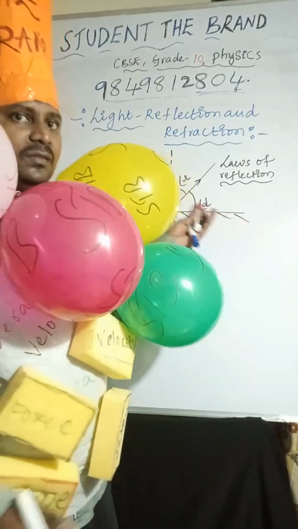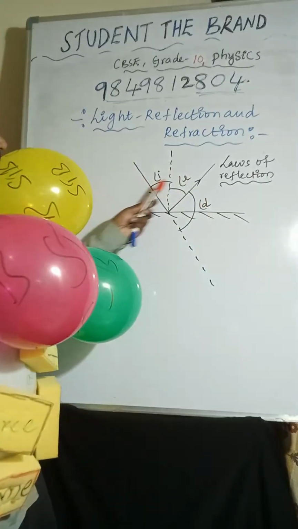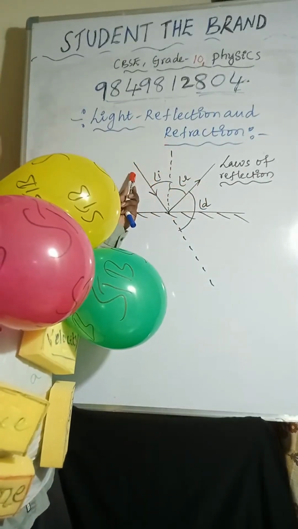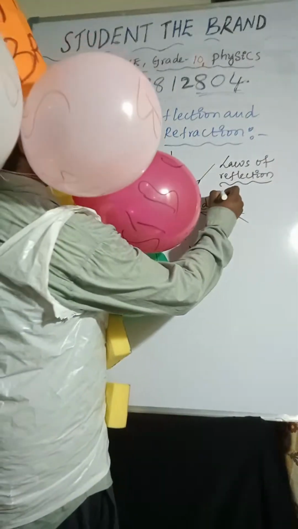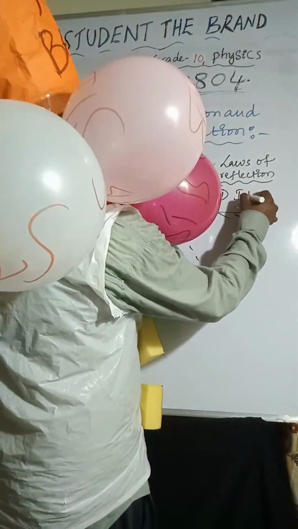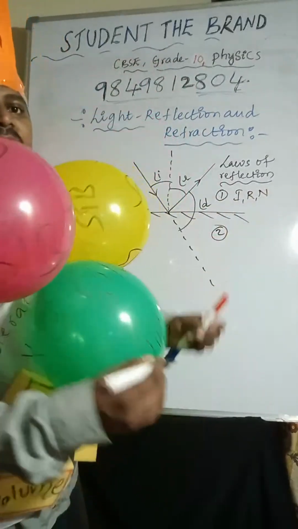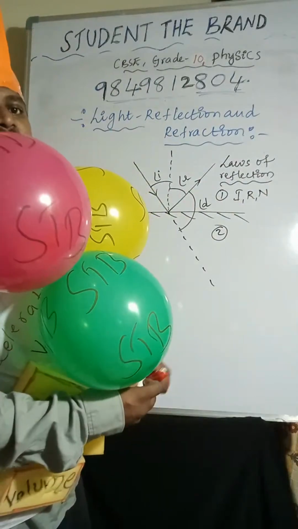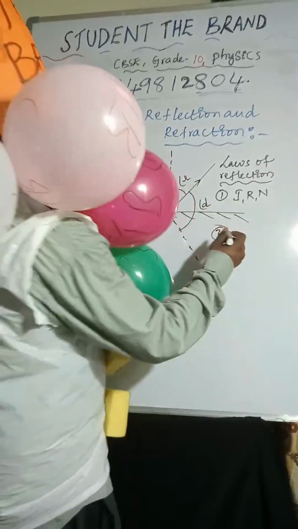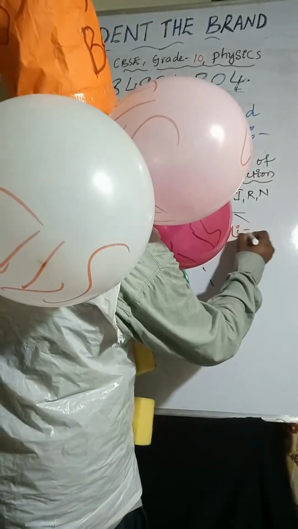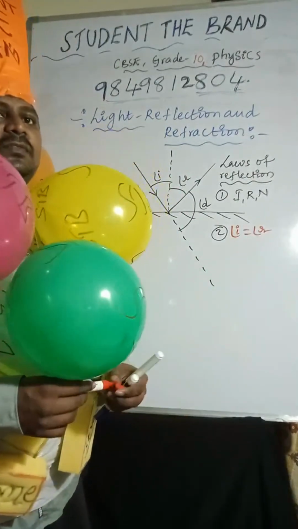Now, the laws of reflection. What are the laws of reflection? The first point: the incident ray, the reflected ray, and the normal line lie on the same plane. The second point: the angle of incidence is equal to the angle of reflection.